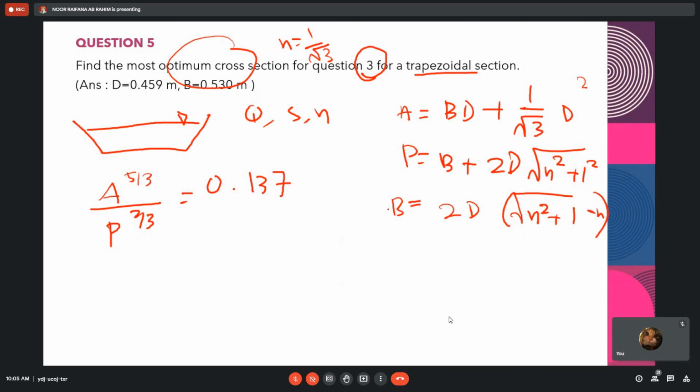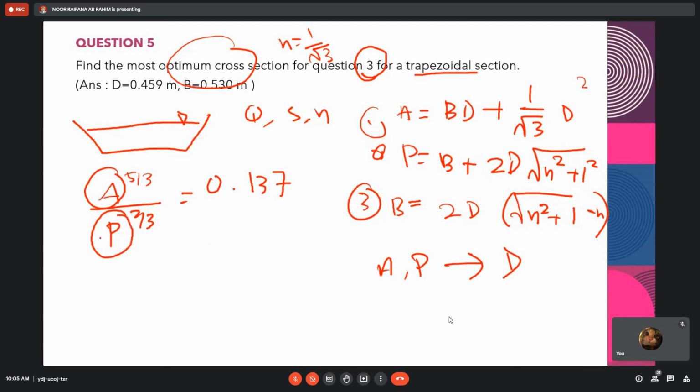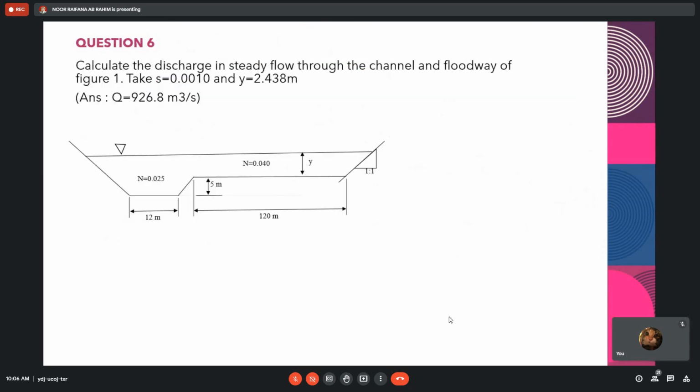Okay, so pakai 3 equation ni, 1, 2, 3, untuk dapatkan area dan juga P dalam sebutan D. So maksudnya nanti bila masukkan area dengan P, equation A dengan P mesti dalam sebutan D, satu unknown saja. So you boleh solve untuk D. Bila dah dapat D, boleh kira B sekali, pakai equation B ni lah. Okay, so tu cara nak solve lah. You kena list down all the equation yang you perlukan, and then baru you dapat idea apa yang you nak kira-kira.